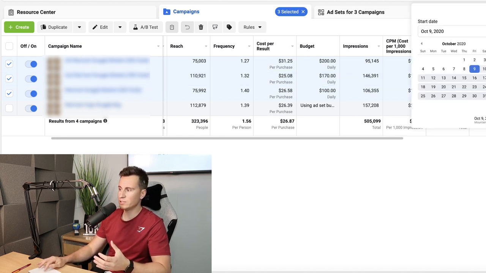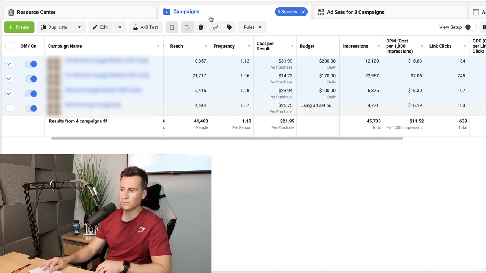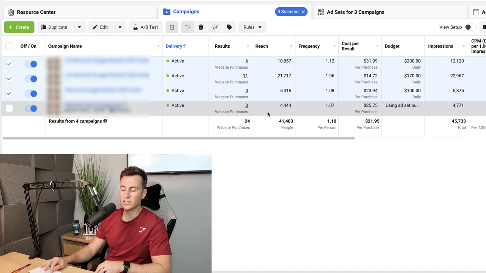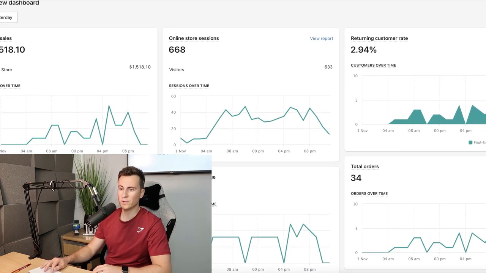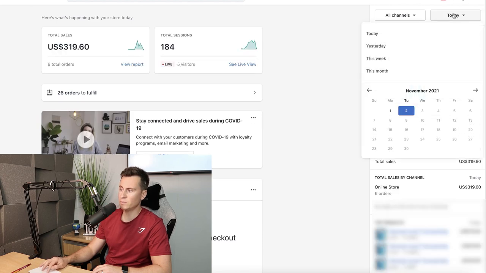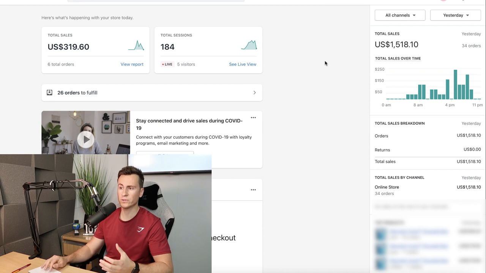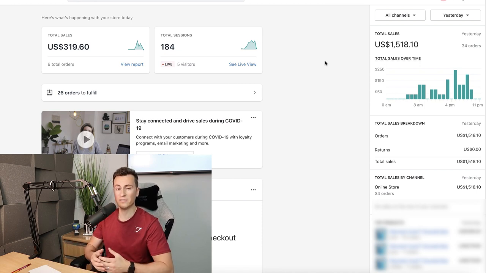To illustrate this, if we change the dates and go for yesterday, and then go back to all campaigns and have a look at how many purchases were actually reported, we can see that only 24 purchases were reported. If we go back into our Shopify account, go to home and go to yesterday, we can see that we actually had 34 orders. So there were 10 orders that weren't reported and therefore recorded in our Facebook ad account.